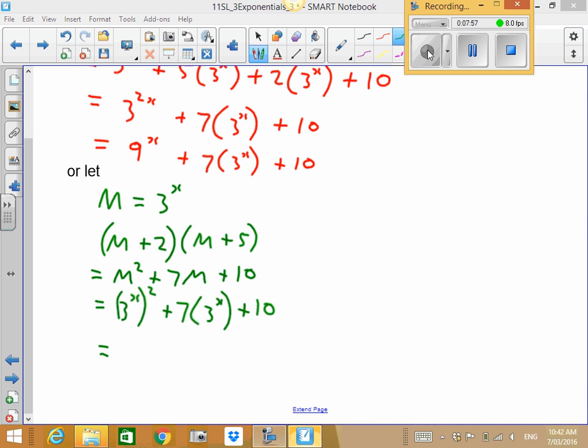Which equals 3 to the power of 2x plus 7 lots of 3 to the x plus 10, and that's the same as what we had earlier.